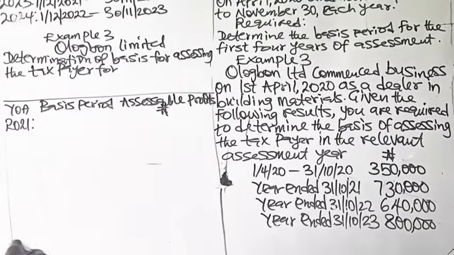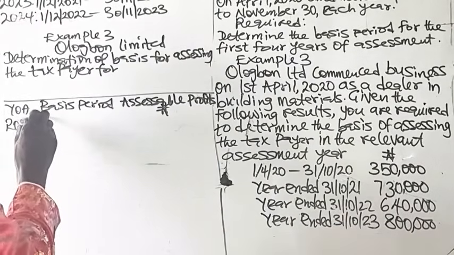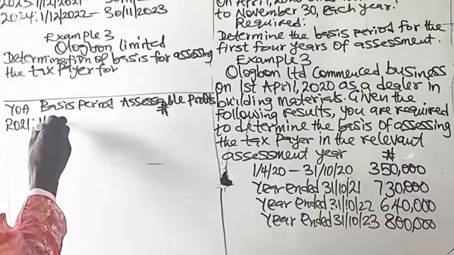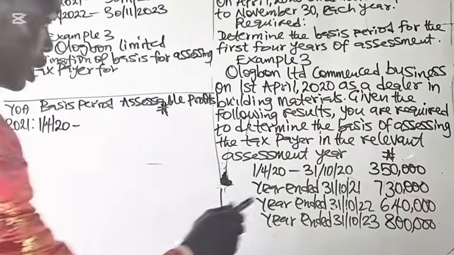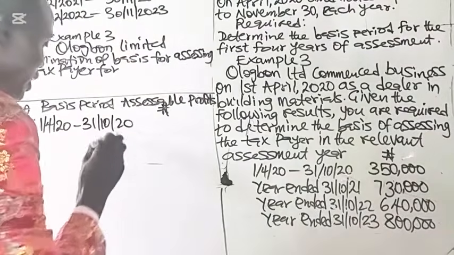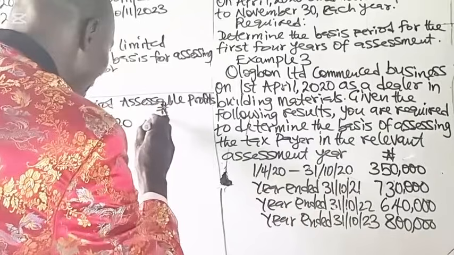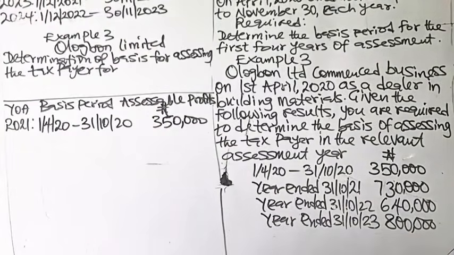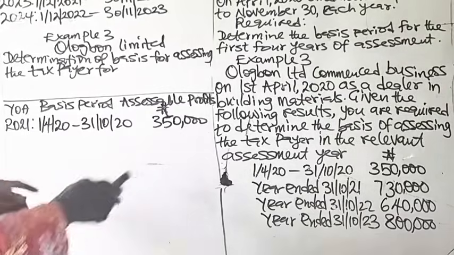So the first year of assessment, in line with PYB, will be 2020, and the basis period will be from the date of commencement, 1st of April 2020, to 31st of October 2020, and that profit amounted to 350,000. We said this basis period is abnormal because it is not up to 12 months. If you count the months, April, May, June, July, August, September, October, that is 7 months.